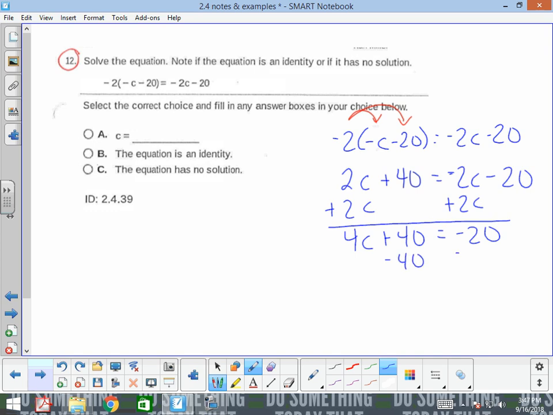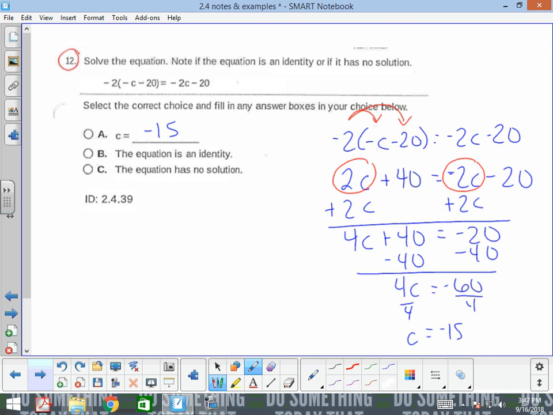So minus 40. So 4c equals negative 60. Divide by 4, and c equals negative 15. So this is A. This is not going to be an identity or no solution because these were not identical. Okay. All right, let's look at a word problem.